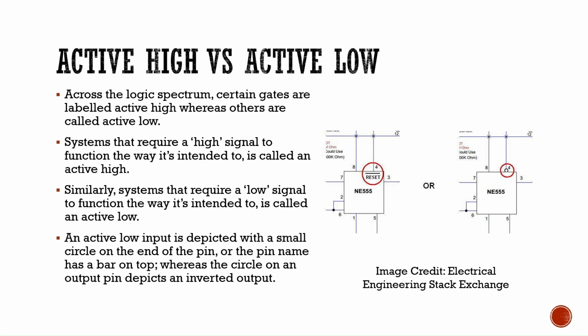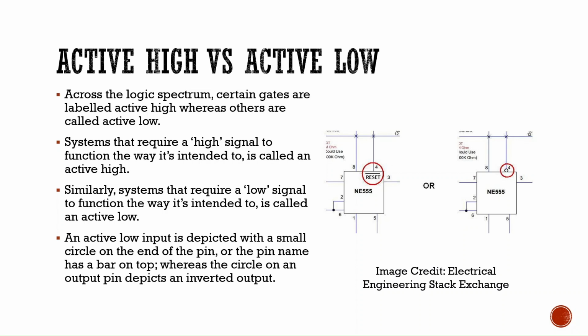Now let's take a look at active high versus active low. Across the logic spectrum, certain gates are labeled active high, whereas others are called active low. Functions or systems that require a high signal to function the way it's intended to are called active high. Similarly, systems that require a low signal to function the way it's intended to are called active low. An active low input is depicted with a small circle on the end of the pin, or the pin name has a bar on top.